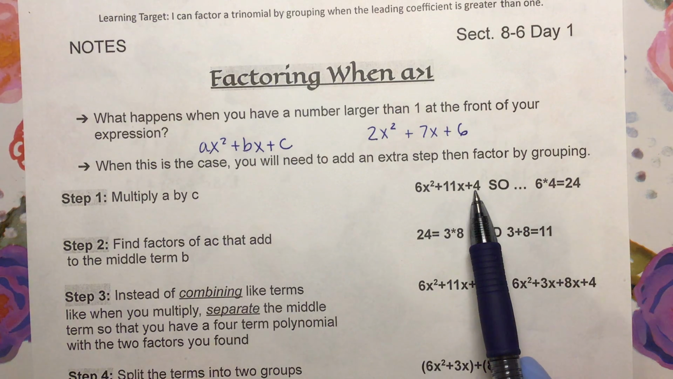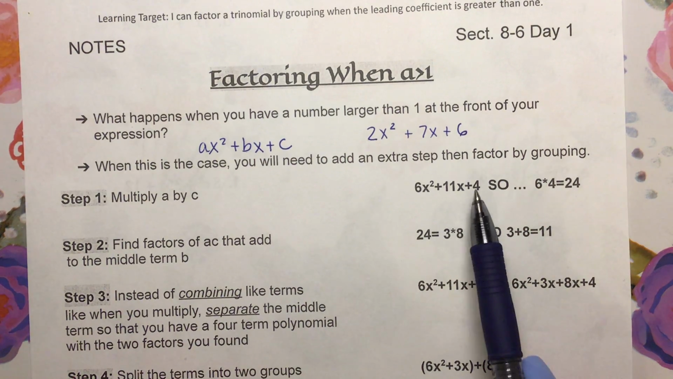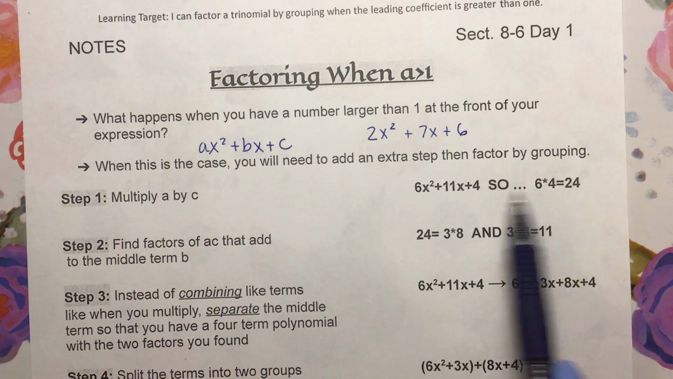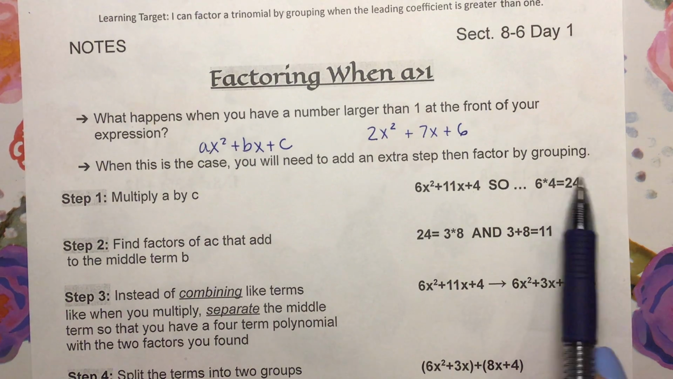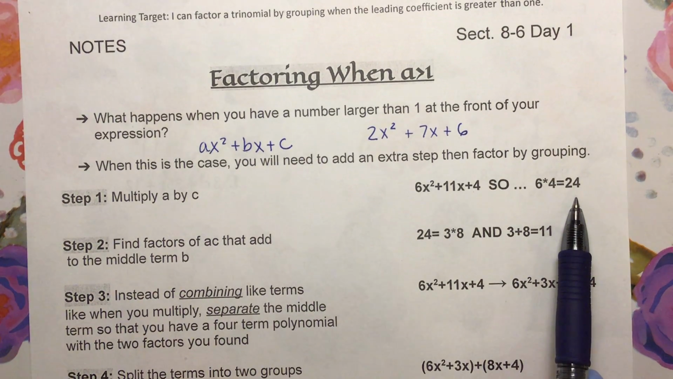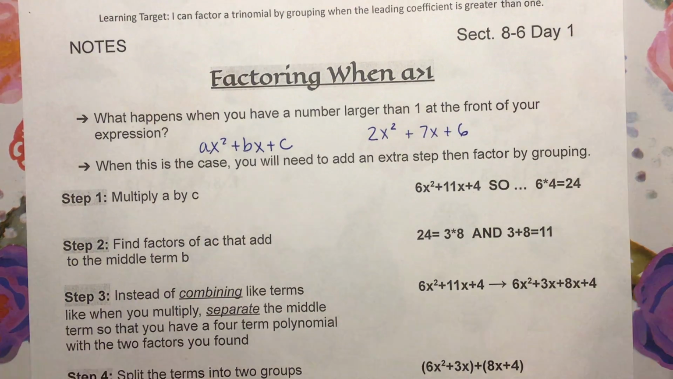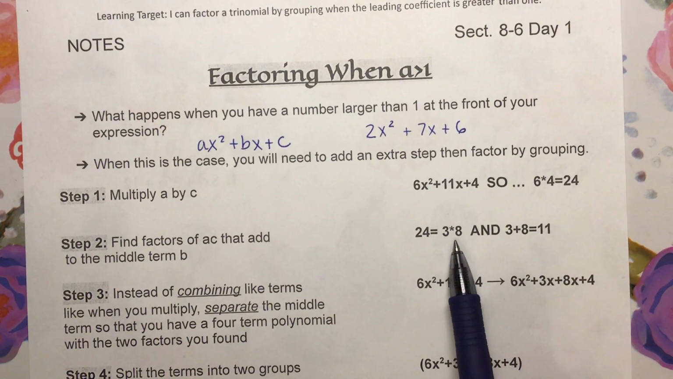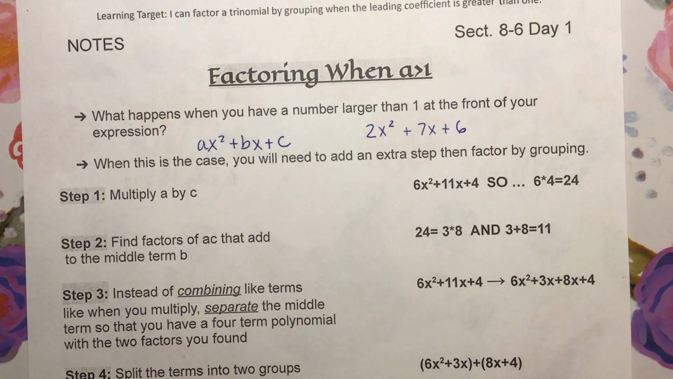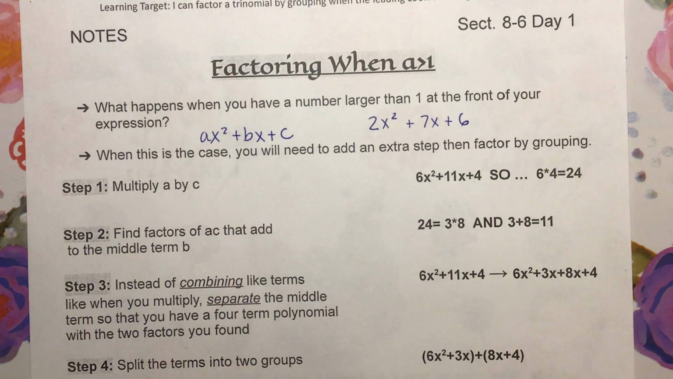Now, you're finding numbers that multiply to whatever number you multiplied. So 24 was that number that we got. You're going to find numbers that multiply to 24 and add to your middle term still. So what are some things that do that? 3 times 8. 3 times 8 equals 24, and 3 plus 8 equals 11. So that part's staying the same.